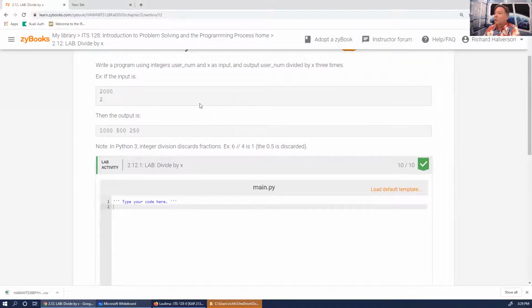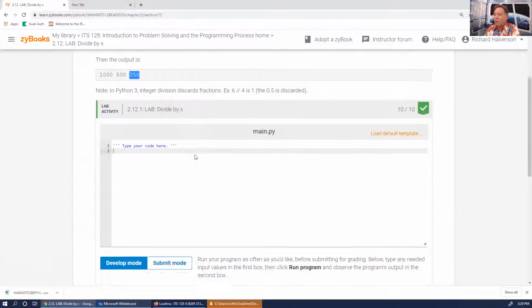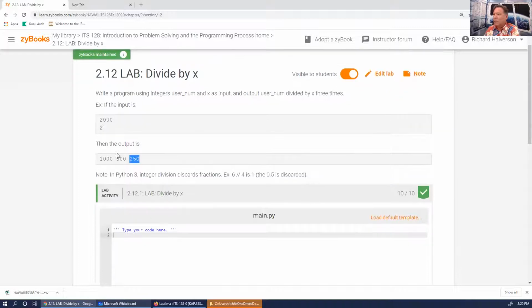Okay, so what we're supposed to do is input a number, and then input another number, and then print out the first number divided by the second number, and then divided by the second number again, and then divided by the second number a third time. So when you have 2,000, you divide it by 2, you get 1,000. You divide that by 2, you get 500. Divide that by 2, you get 250. And so you're just supposed to write the code to print this out.